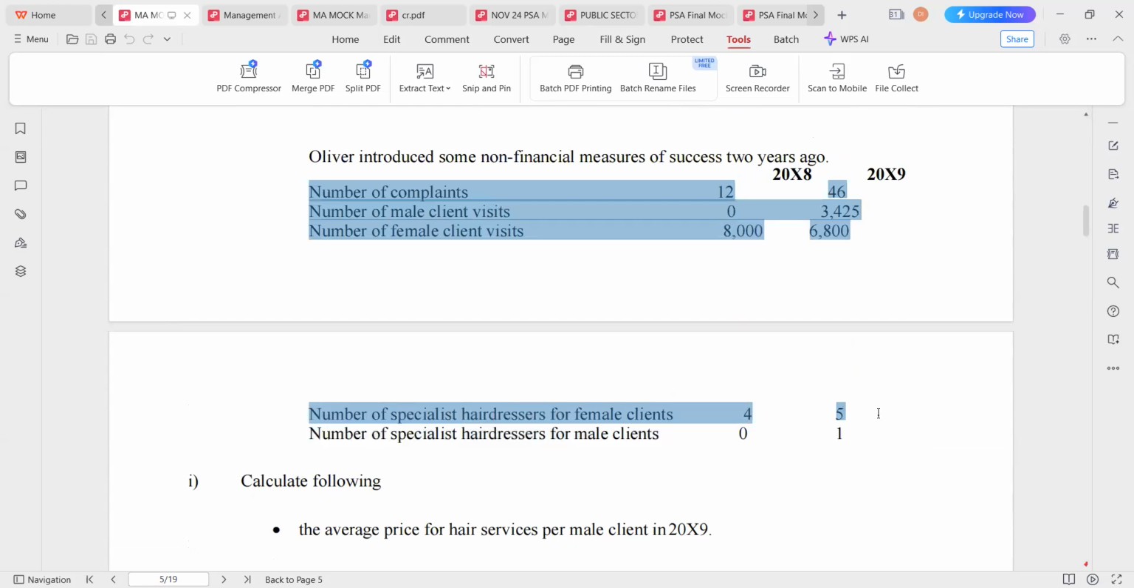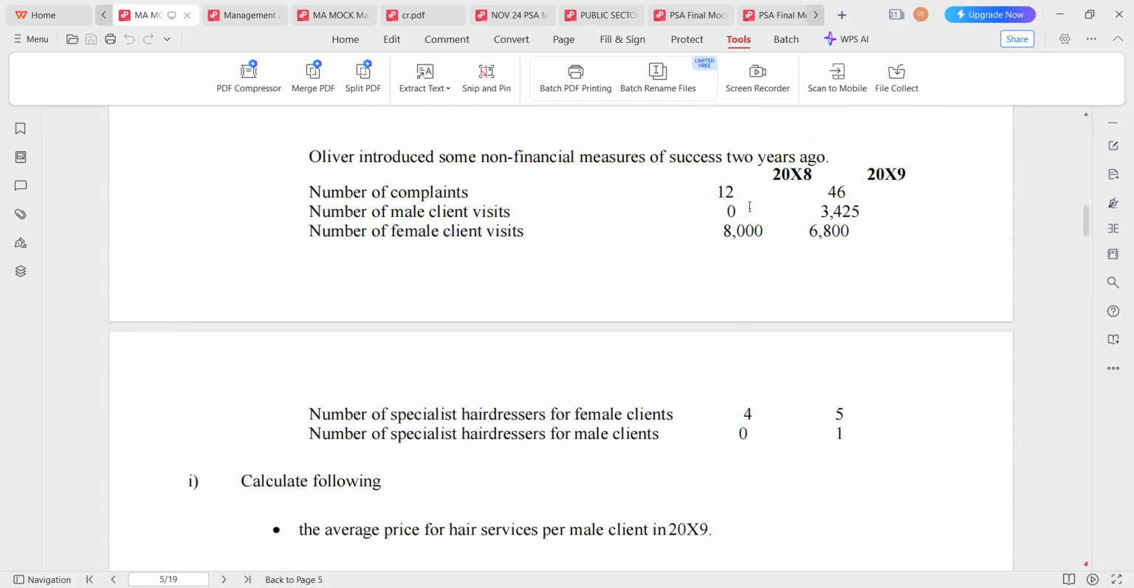So find the percentage change. Try the first one for me. What's the percentage change in the number of complaints? 12 to 46, so 46 minus 12 divided by 12 times 100. Are we doing 46 minus 12 over 46? No, new minus old all over old times 100. So the new is the 46, right? Good.